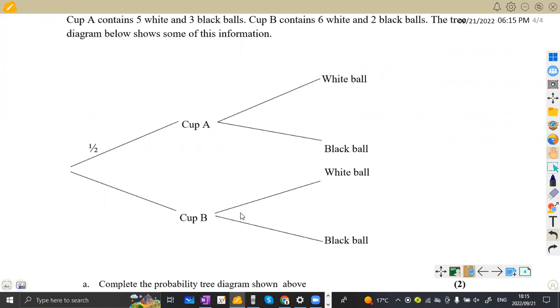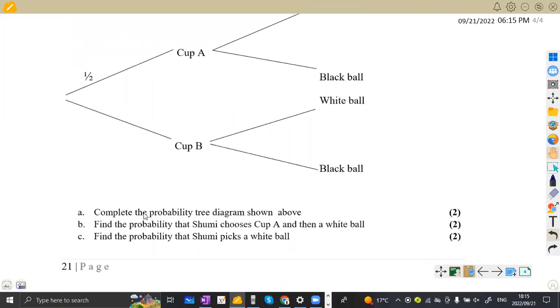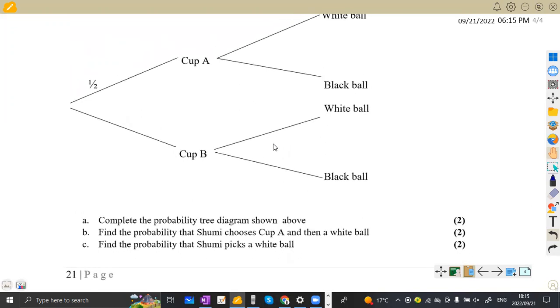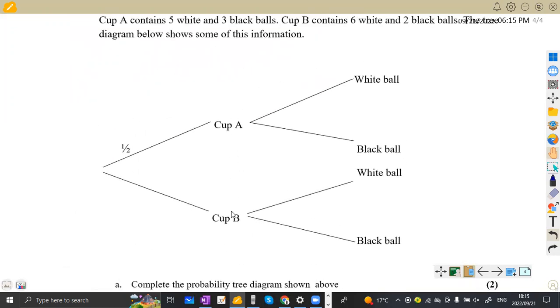All right, now let us get back to the question. The question is, complete the probability tree diagram shown above. So you have to complete. Okay. The probability of picking cup A is what? A half. The probability of picking cup B is what? It's also a half.